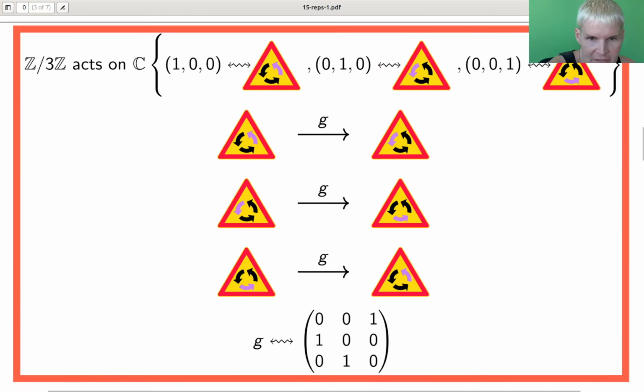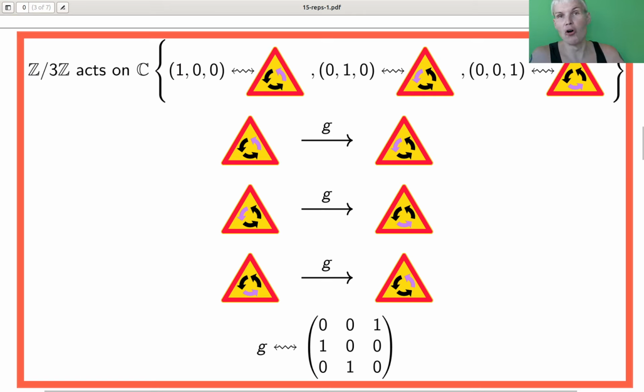So here's the same action from before, but now I want to do it on the vector space. So I think of my three marked street signs as vectors in 3-space. So this is just a 3-dimensional vector space. And G, for example, sends that one to that one, sends that one to that one, it sends that one to that one. So it's that matrix, right? It sends this guy to that guy, so that matrix.